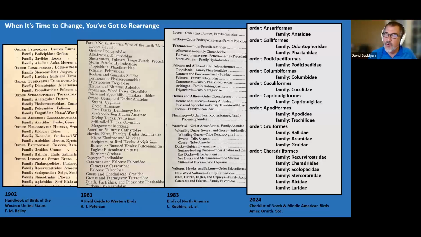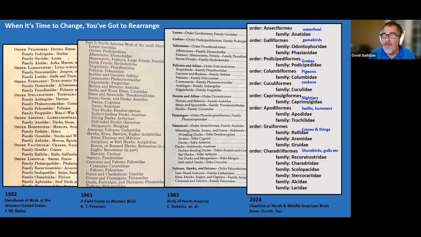So let's go up now to our 2024 checklist of North and Middle American birds by the American Ornithological Society. This is the standard listing of birds that most people follow here in the US. eBird uses a taxonomy called the Clements taxonomy, which here in North America coincides very closely, but it's a world taxonomy that's more useful for eBird's purposes than the AOS taxonomy. But we see now the waterfowl and Anseriformes.